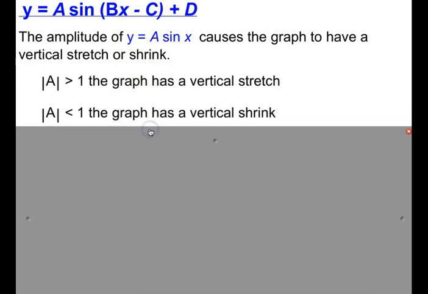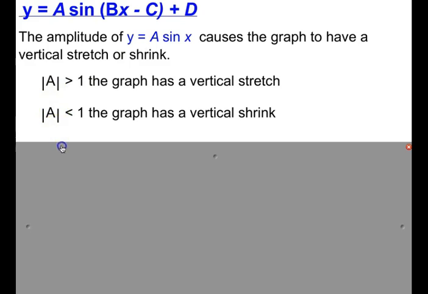If the absolute value of A is less than 1, then I'm going to have a vertical shrink. Now, the reason why we take the absolute value is because if I have a negative, it's not going to stretch or shrink the graph. It's just going to cause the graph to be a reflection.